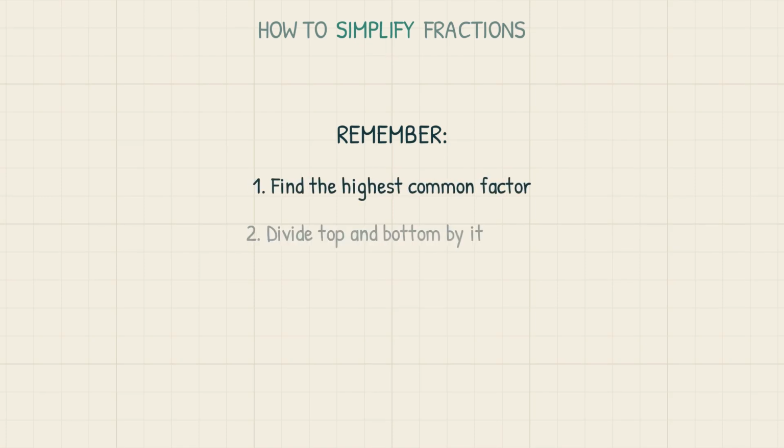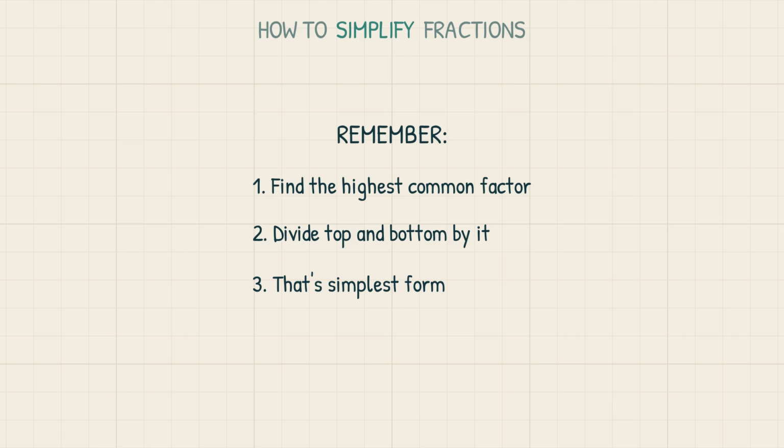So, to simplify, find the highest common factor, divide the top and bottom by it, and you're in simplest form.